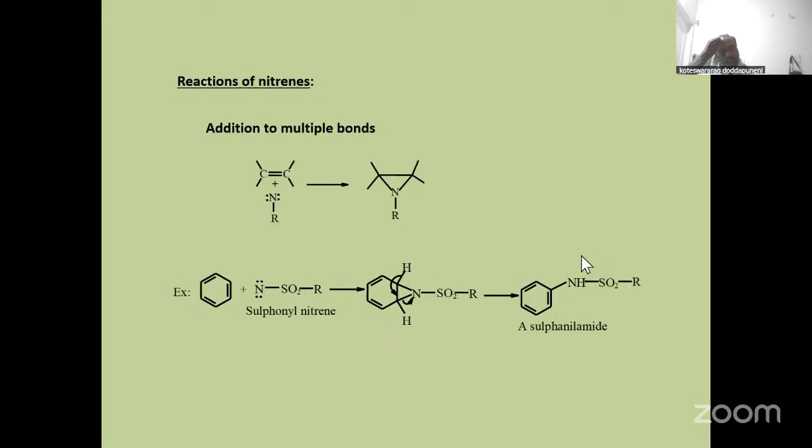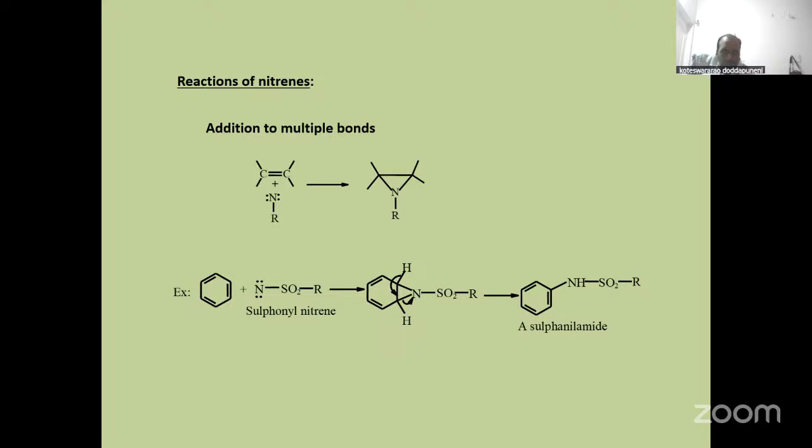Addition to the multiple bonds. Nitrene addition to the olefin leads to the formation of a three-membered ring, aziridine. Aziridines are the products. These aziridines are three-membered nitrogen heterocyclic compounds, the smallest-membered nitrogen heterocycles.